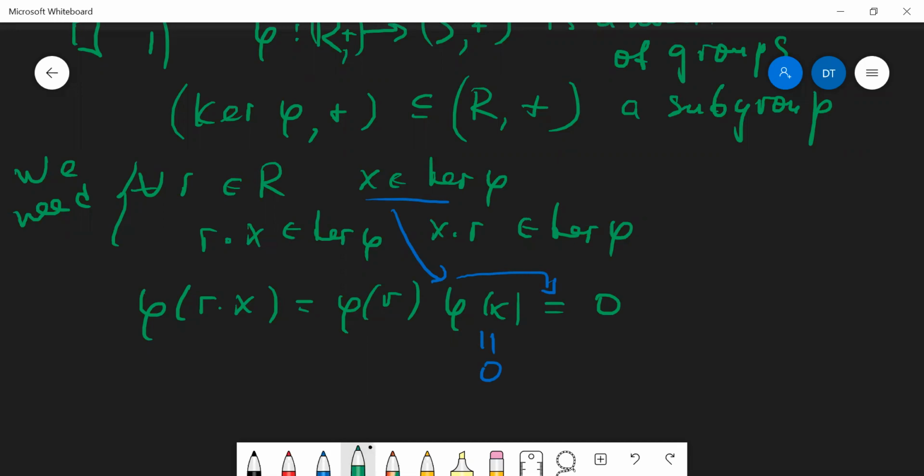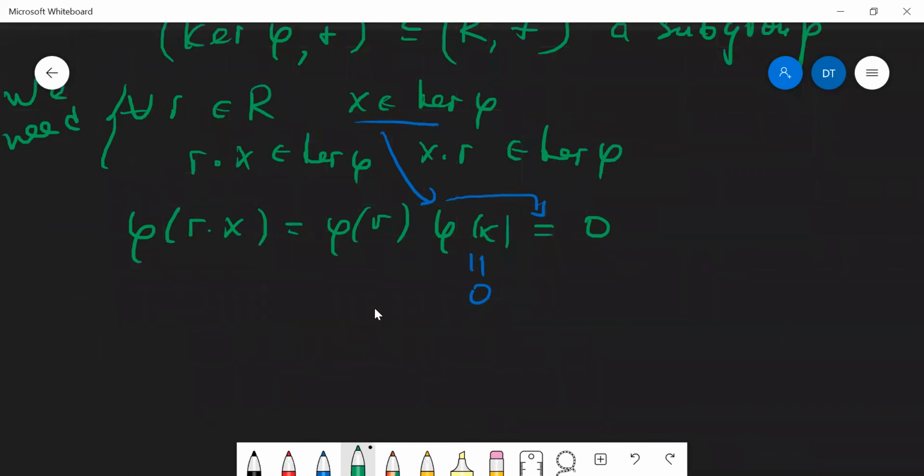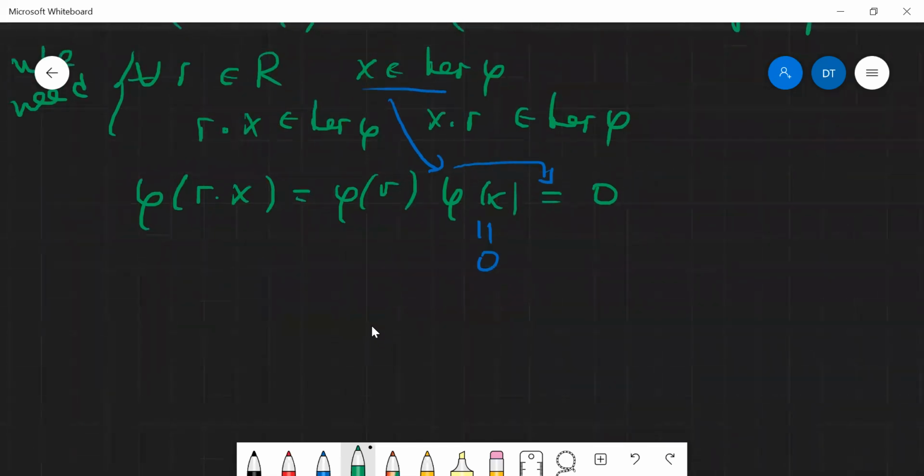Yeah, I didn't explain here. Let me clarify one thing. I didn't explain why multiplication by 0 gives a 0 element. So here we have to show that S times 0 is equal to 0.